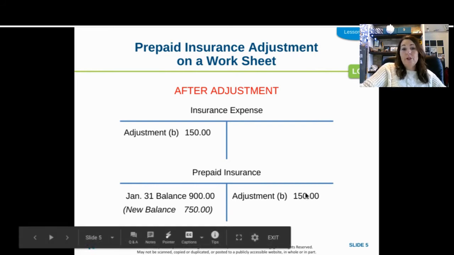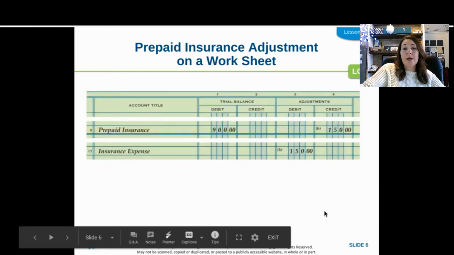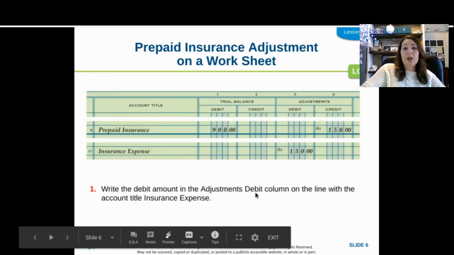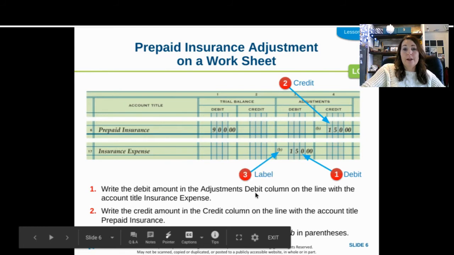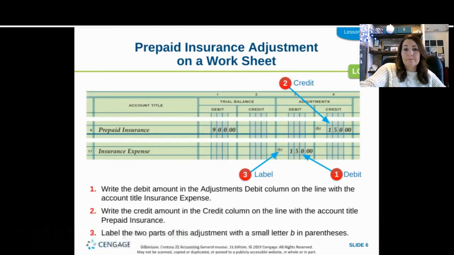So what we need to do is reduce this $900 debit balance by $150. We're going to put that $150 in the credit column, and the opposite for the credit is going to be the debit to insurance expense. Again, we're going to put the little B's this time to show that those correspond together. Here it is on the worksheet. Go ahead and put all the arrows on there.